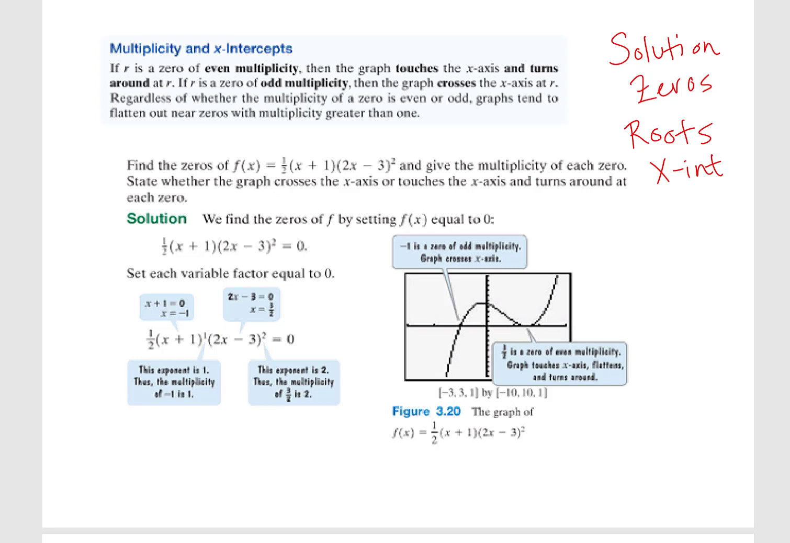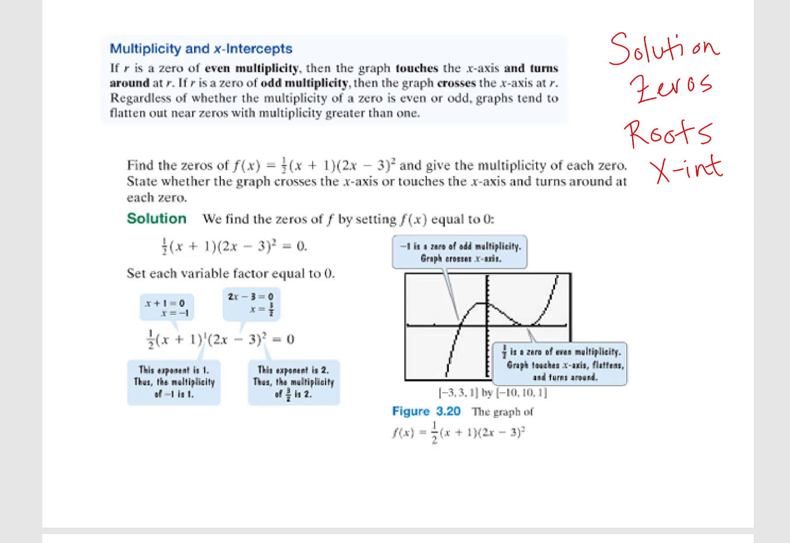So anytime we're talking about those, we're talking about the same thing. We're talking about solutions. So if a zero is of even multiplicity, so remember we said that multiplicity is basically how many times did we get that answer, then the graph touches the x-axis and turns around. And then if the zero has odd multiplicity, then the graph crosses the x-axis.